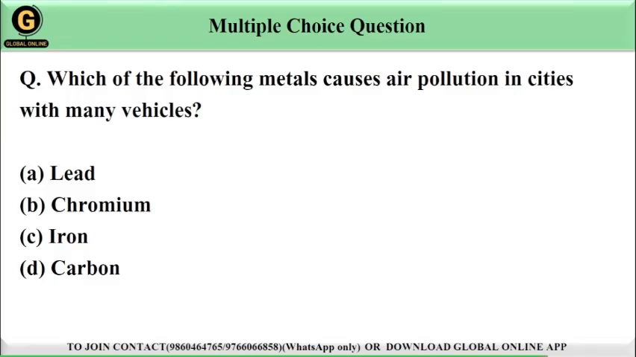The reason is, lead is a harmful metal that was added in petrol as an anti-knocking agent in vehicles. This caused air pollution as lead particles were released into the atmosphere from vehicle exhaust. Although its use has been reduced in many countries, lead remains a significant pollutant in older vehicles. So the correct answer is option A, lead.